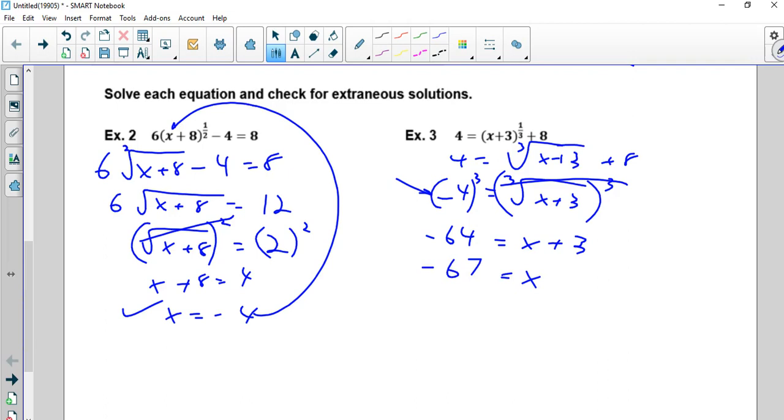At this point, we plug it back in. Negative 67 plus 3 is negative 64. The cube root of that is negative 4. Plus 8 is positive 4. Check. It works.